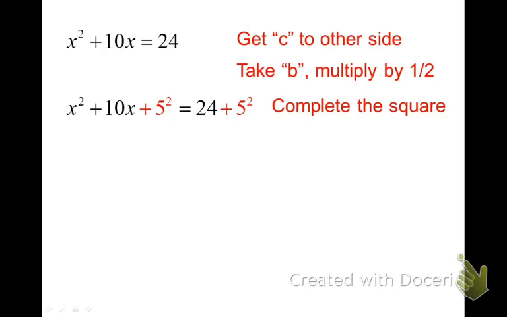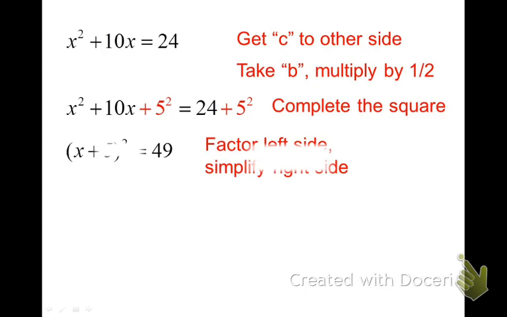And we add it to both sides, because whatever we do to one side of the equation, we have to do to the other. So first step, get c to the other side. Second step, take b, multiply it by 1/2, square it and add it to both sides. Now the left side is a perfect square trinomial, and it factors into x plus 5 quantity squared. And 24 plus 25 is 49, which is kind of nice, because now you can see that the left side is a perfect square, and so is the right side.